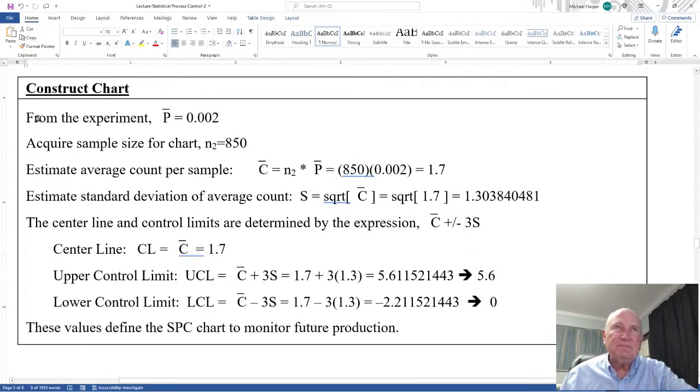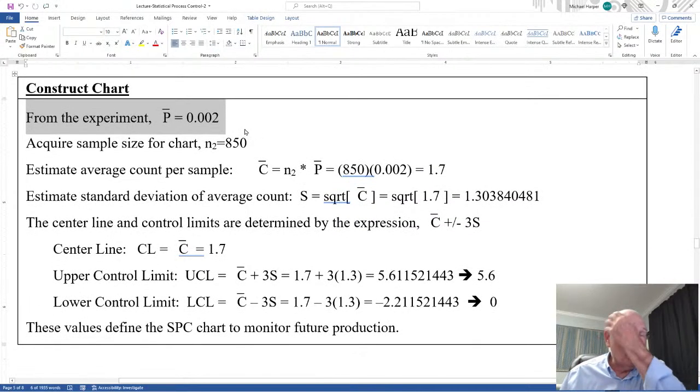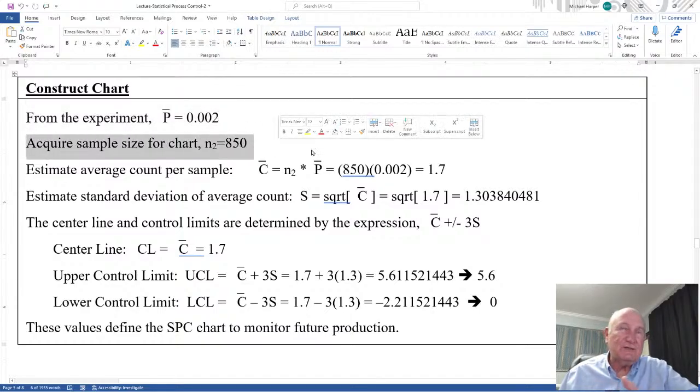Now, from the experiment, we have this proportion again, and we have 0.002. Now, that's the average proportion. We're constructing the chart for a C chart, so we want the average count. Well, we acquire the sample size for the chart. N2 is 850. Now, remember, we acquire it. This is the sample size for the chart based on production.